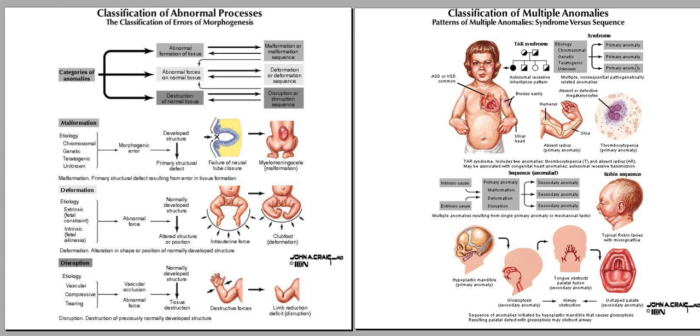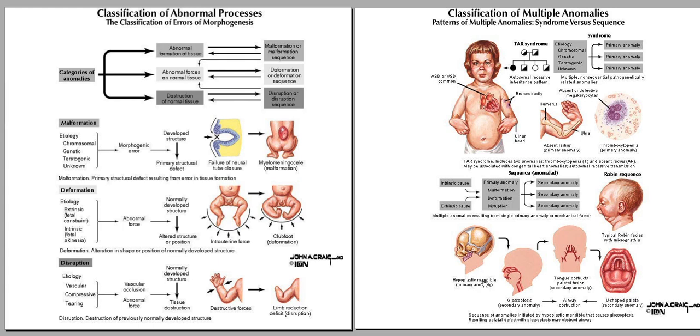So the syndrome has multiple primary anomalies, but they are non-sequential, pathologically related anomalies. But in the Robin sequence, as you can see over here, there is an intrinsic or extrinsic cause leading to a primary anomaly, the malformation, deformation, or disruption. And this leads to a secondary anomaly. So that's the sequence, comparing that to the syndrome.